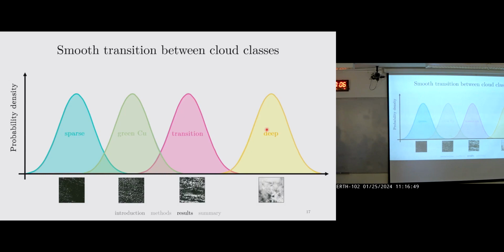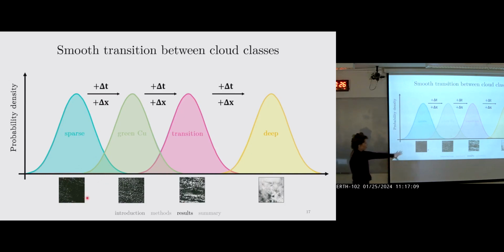Another thing to note here is that sometimes it's a small deviation in time or in space that will actually show a transition between the different classes. So you can think, for example, about these sparse fields as forming or dissipating green Q. Sometimes 20 minutes after this picture was taken, we can have green Q forming in the same place. And also, it's a small deviation in space. You can think about a green Q field, but right adjacent to it, you have some perturbation in the humidity, and there you will see these transition clouds.